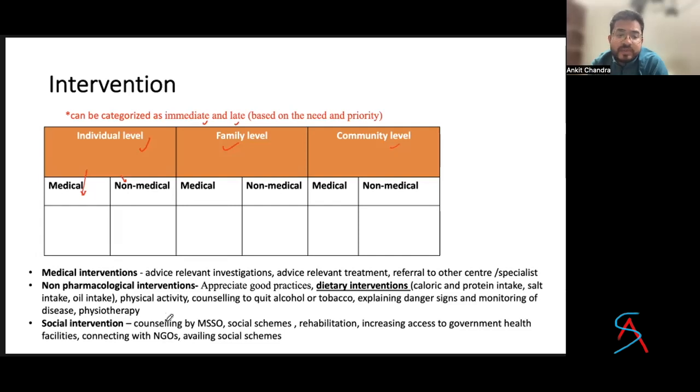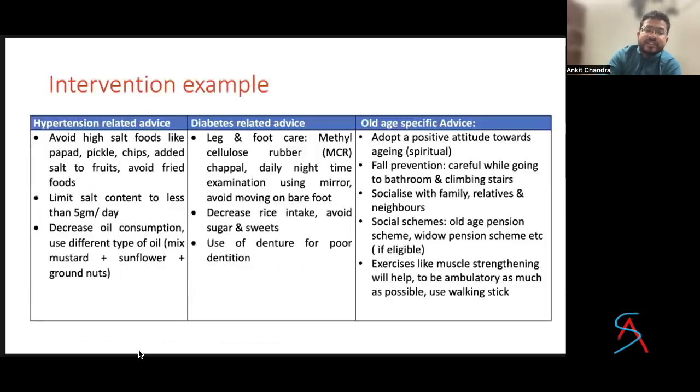Social interventions could be, you may help them contact the medical social officer, or connect them with a social scheme, rehabilitation facilities, or increase the access to government health facilities, connecting with the NGOs. So all these will be related to social intervention.